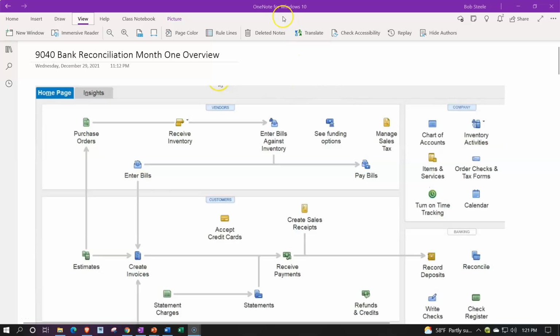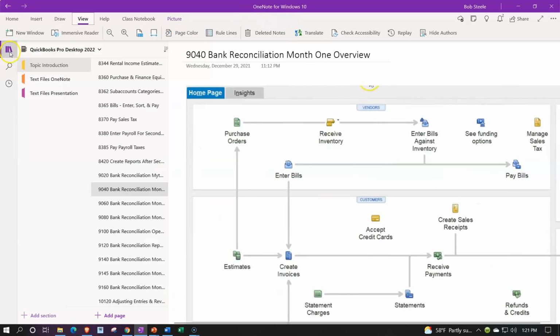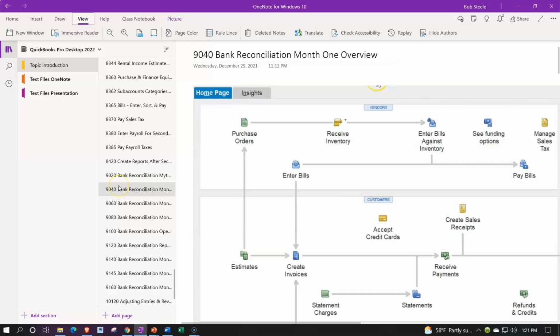If you have access to OneNote and would like to follow along, icon on the left-hand side, topic introduction 9040, Bank Reconciliation Month 1 Overview. Also take a look at the Immersive Reader tool, topic introductions. They're in the text area too with the same name, same number, but with transcripts. Transcripts can be translated into multiple languages and either listened to or read in them. Same name and number as the presentations as well.